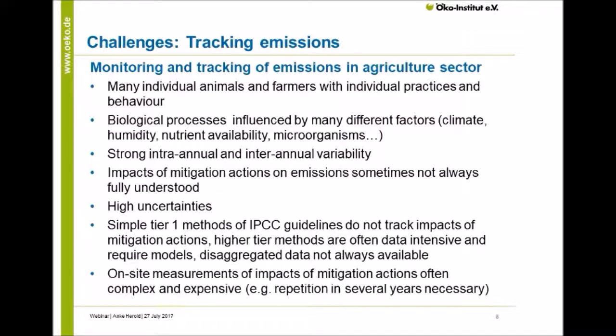And when we try to gather additional data in the agricultural sector, we need to do on-site measurements of the impacts of mitigation actions, and these are often quite complex and expensive. For example, you need to repeat these surveys or monitoring exercises across several years, because you can have impacts by different climate conditions.